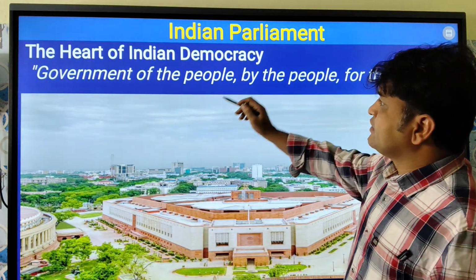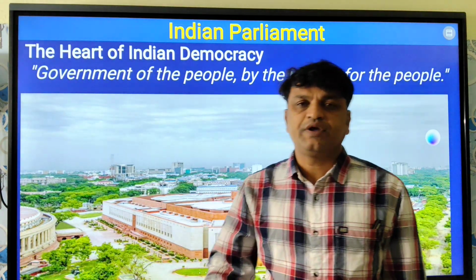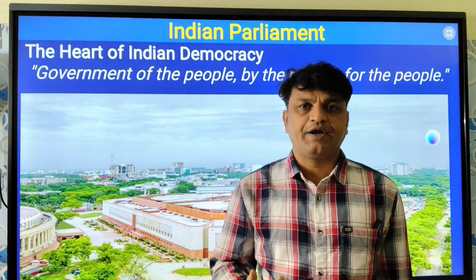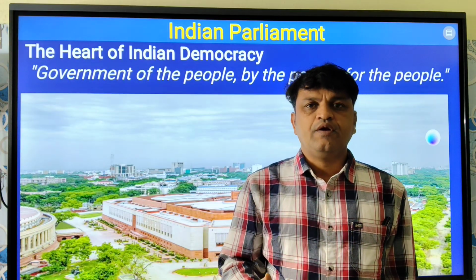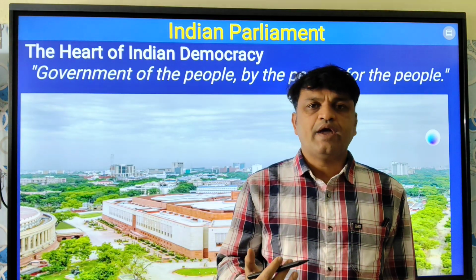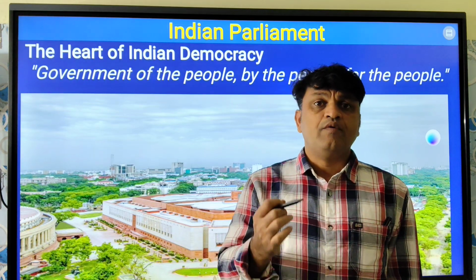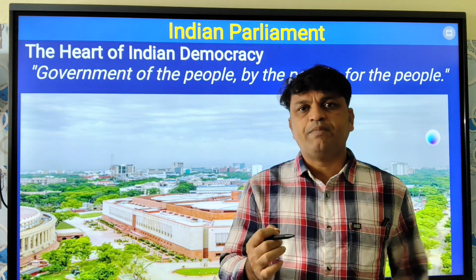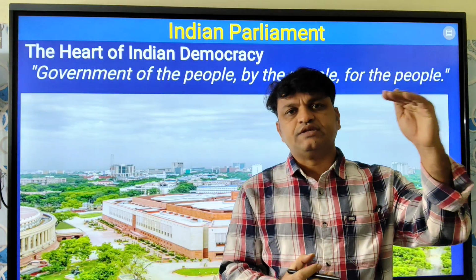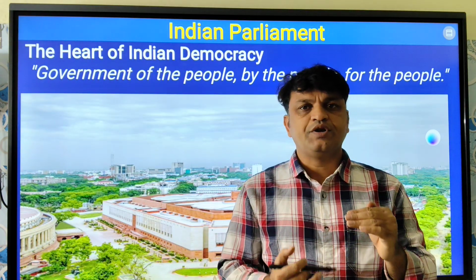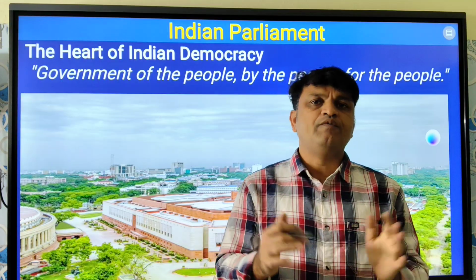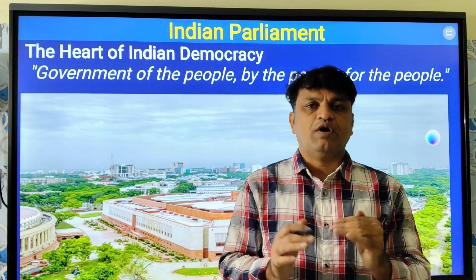The Indian Parliament, the heart of Indian democracy. India is a democratic country following the federal system of government, so we have two or more levels of government. What is the federal system? It is a system of government where the power is divided between the central government and the state government. India follows the federal system, but not fully; we can say it's a quasi-federal country.